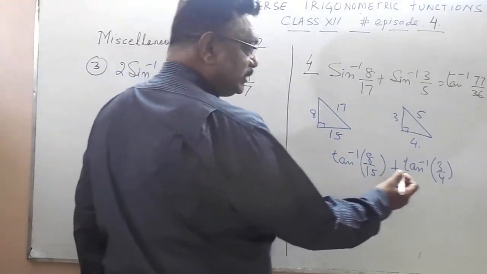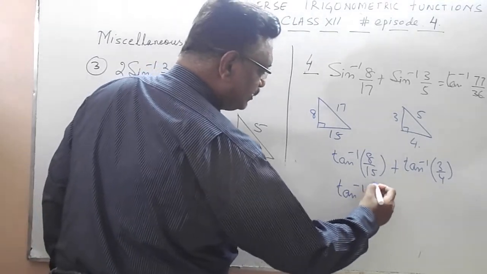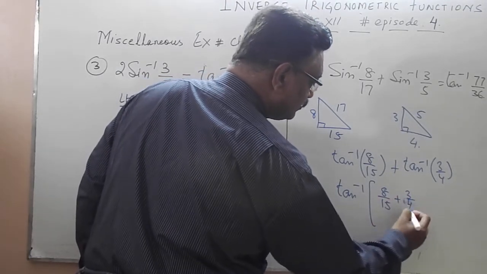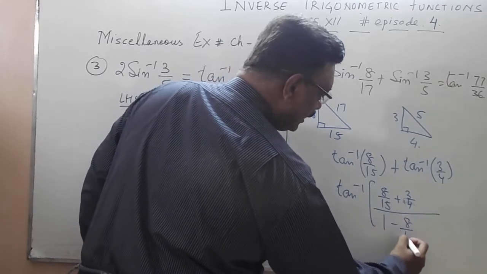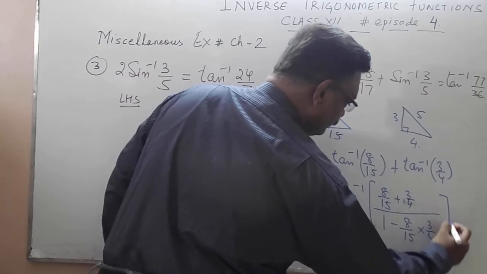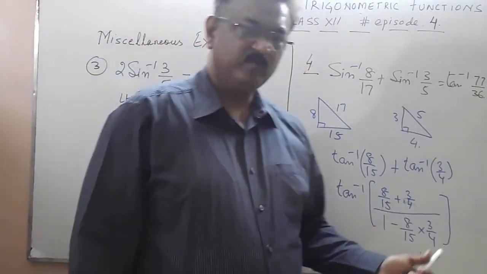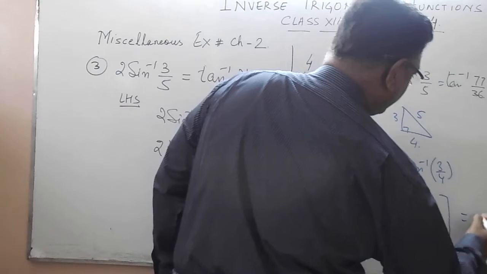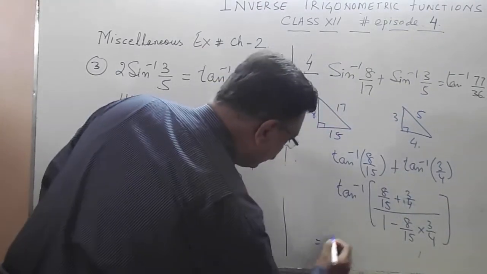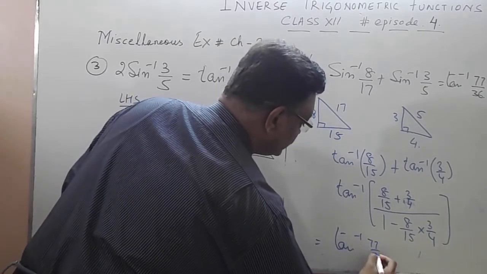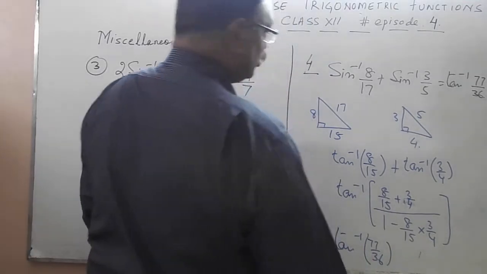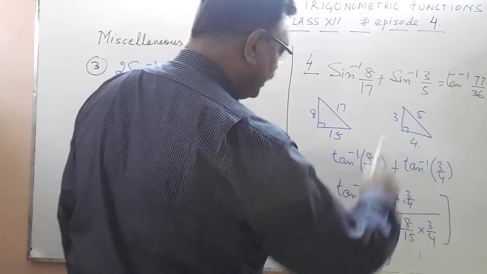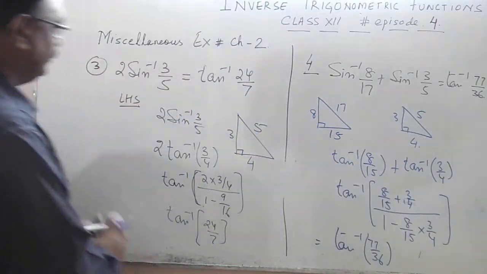Now apply the formula of tan inverse x plus tan inverse y. This will become tan inverse of 8 by 15 plus 3 by 4 divided by 1 minus 8 by 15 into 3 by 4. We have used the identity tan inverse of a plus b upon 1 minus a into b. And on simplifying, we get tan inverse 77 by 36. So dear friends and students, first of all we convert both in terms of tan inverse and then apply tan inverse a plus tan inverse b.